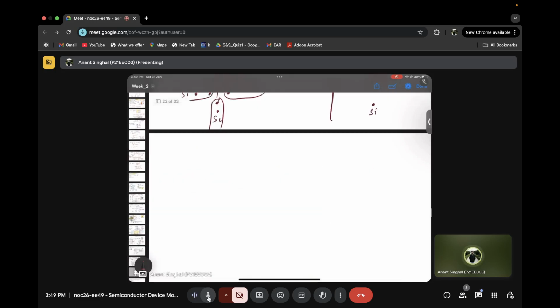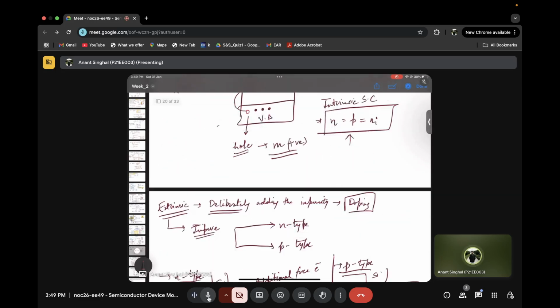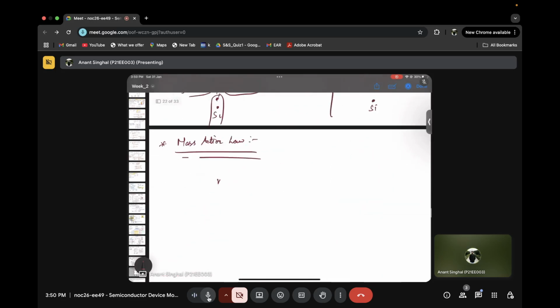All of these semiconductors follow a law called the mass action law. I'm currently talking about equilibrium; I'm not applying any voltage or anything. If you remember, for intrinsic semiconductors the number of electrons and holes should be equal to the intrinsic concentration. But for extrinsic, what do we have? The multiplication of the concentration of electrons and holes should always equal Ni square. So this is the mass action law that we have.